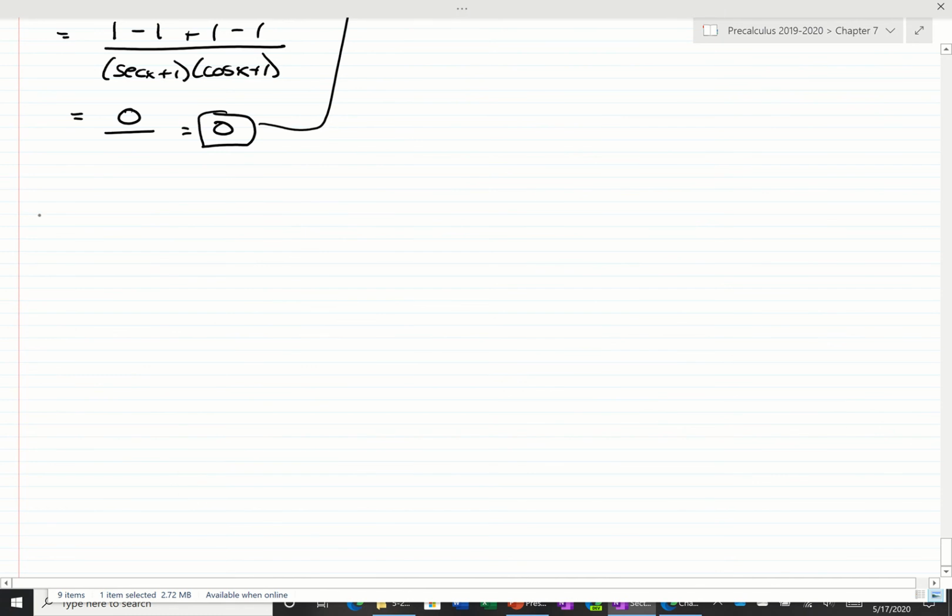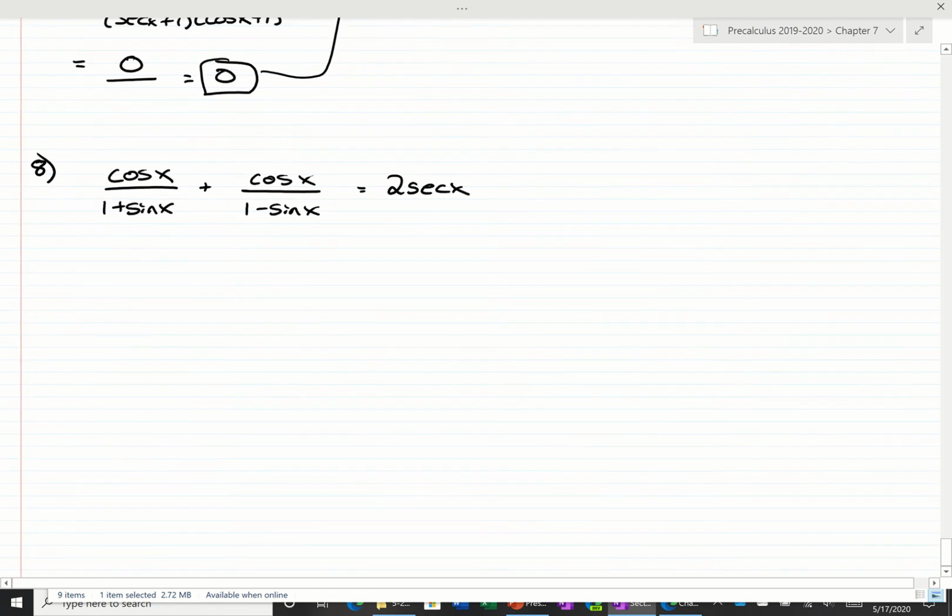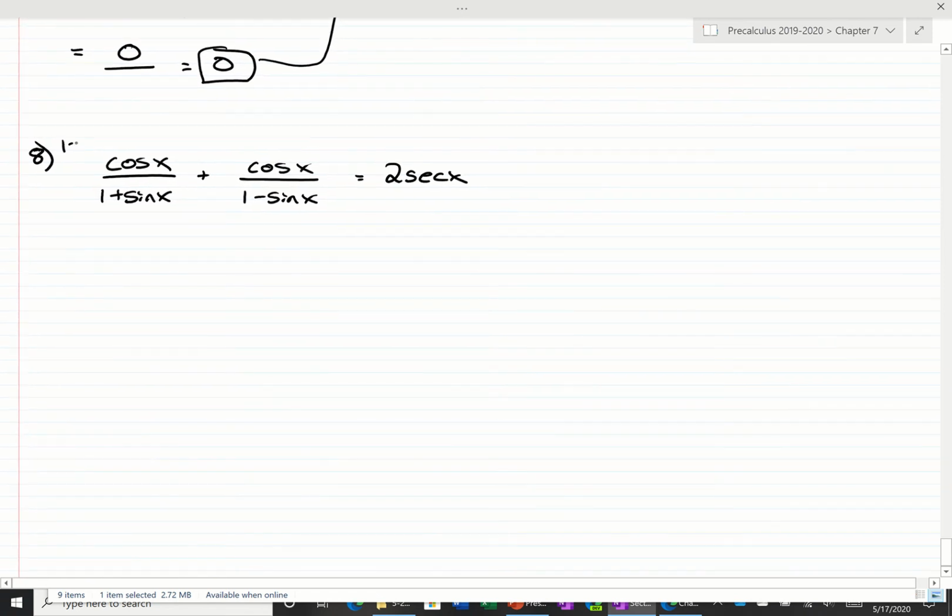For problem number 8, it's cosine of x over 1 plus the sine of x plus cosine of x over 1 minus the sine of x, and that's equal to 2 secant of x. Now let's get a common denominator. 1 minus sine over 1 minus sine. This would be 1 plus sine over 1 plus sine. And let's see what happens.